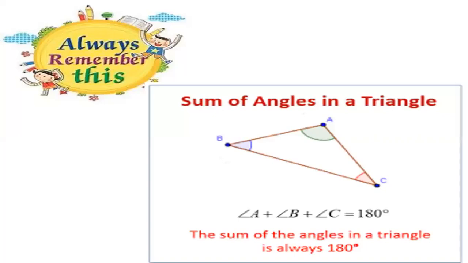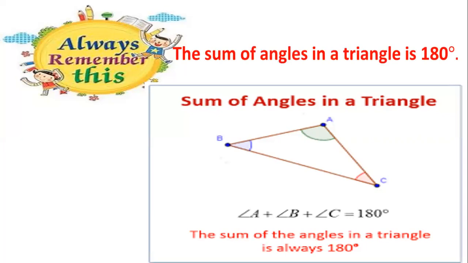So please always remember the following sentence. The sum of angles in a triangle is 180 degrees. Again, what do I mean by this sentence? Suppose we have a triangle ABC. In this triangle, we know that we have 3 angles.